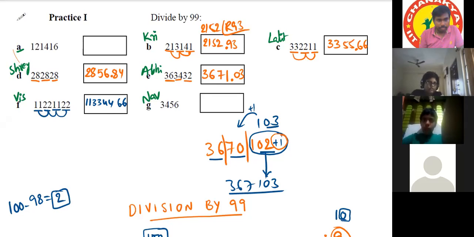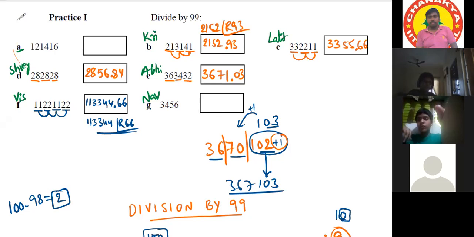And there is no 9, so we can directly write that the answer is 113344.66, or 113344 with remainder 66, sir. Correct. Yeah, Navya, proceed.